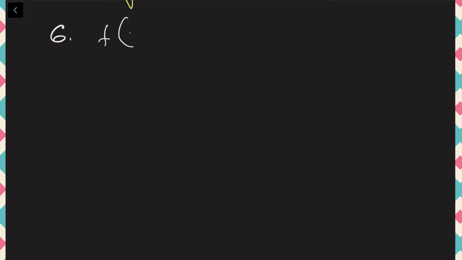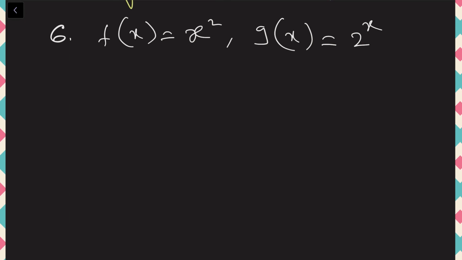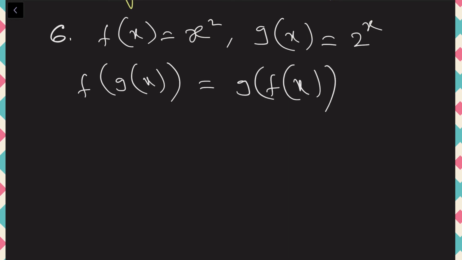Function f of x is defined by x square and g of x is defined by 2 power x. Then he is asking to solve the equation, that is f of g of x is equal to g of f of x. In this case, he is not asking us to show that LHS equals RHS, he is asking just to solve the equation.